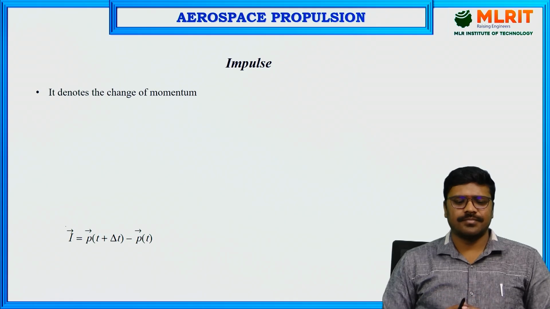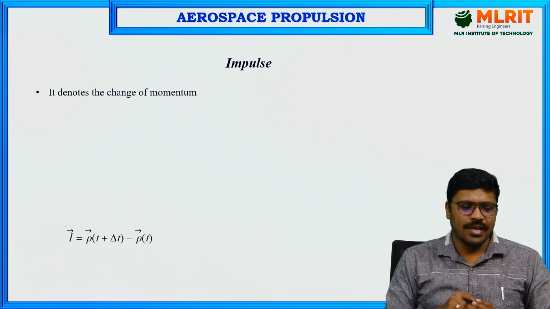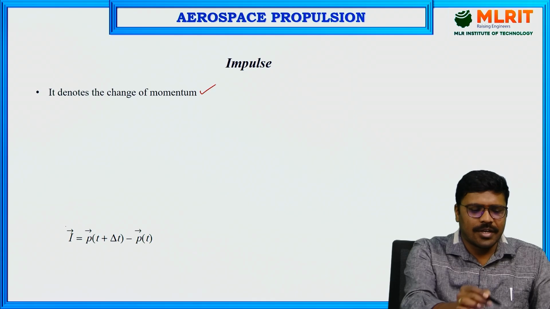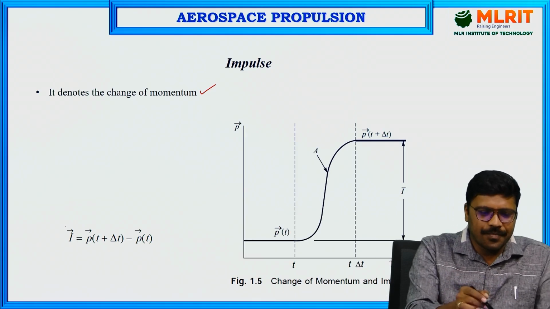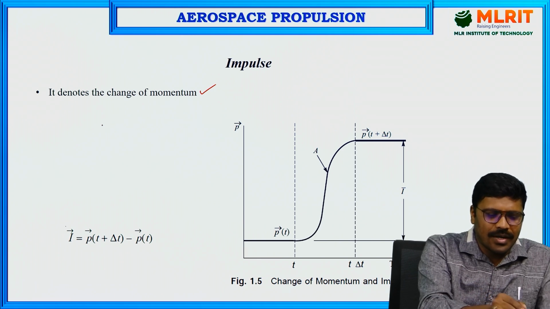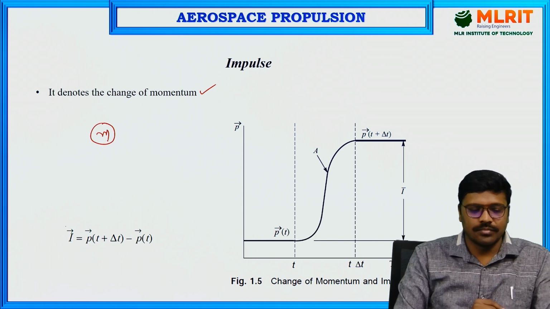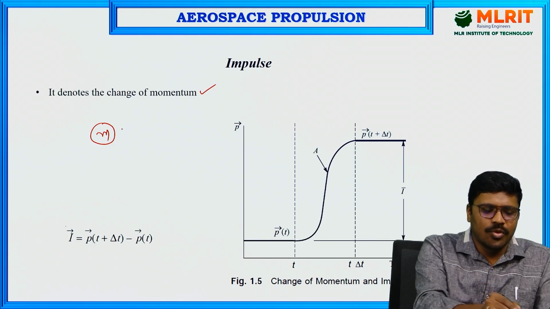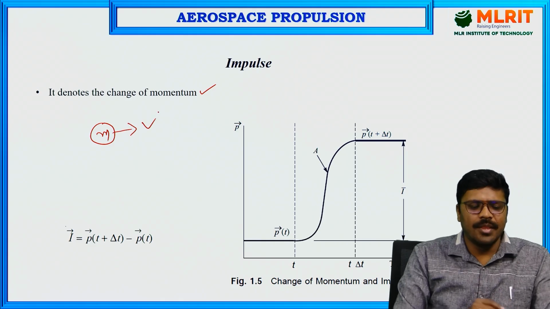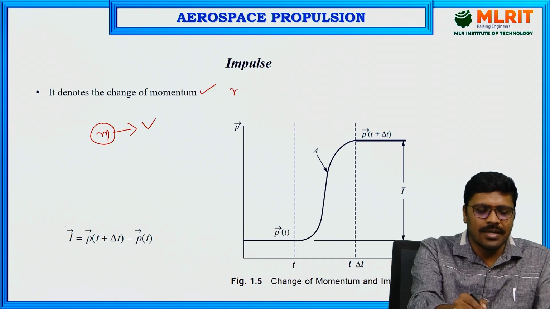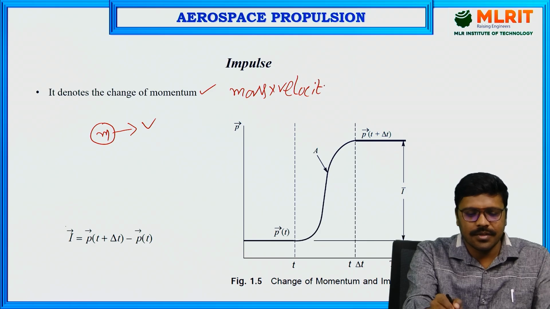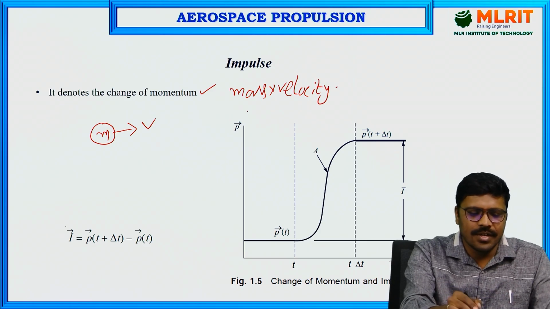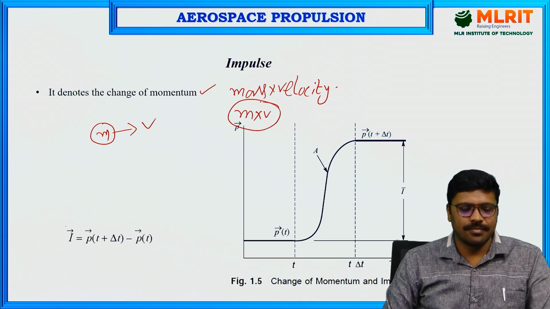What is impulse? It denotes the change of momentum. Suppose I take a body of mass m, and it is moving with some velocity v. Then the momentum of this body is given as mass into velocity, that is, momentum is given as m into v. So this mv is the momentum.